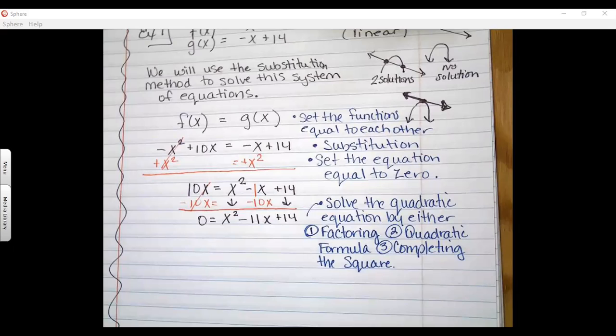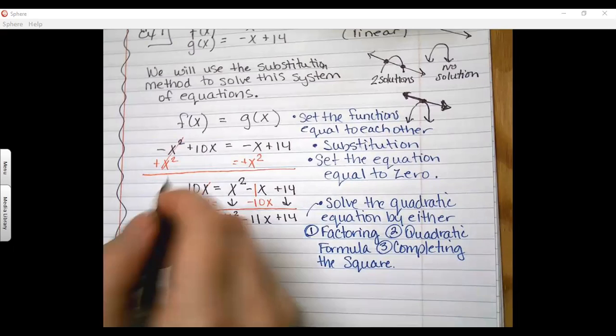Okay. So we can either do quadratic formula or completing the square. I'm going to use the quadratic formula. So we know that a is 1, b is equal to negative 11, and c is equal to 14.